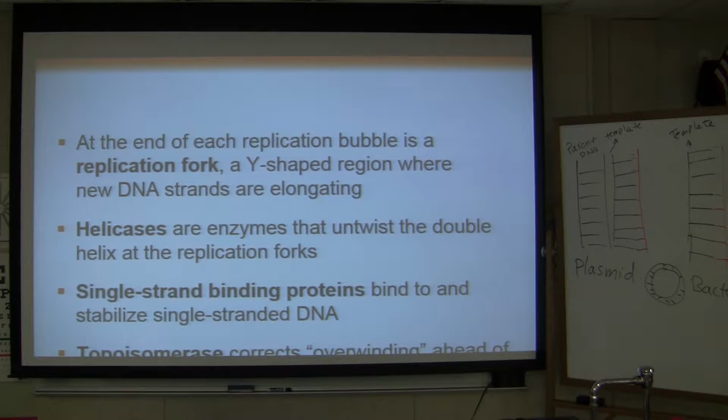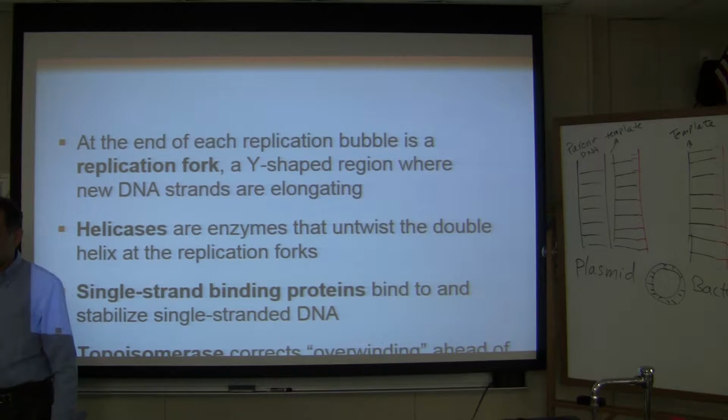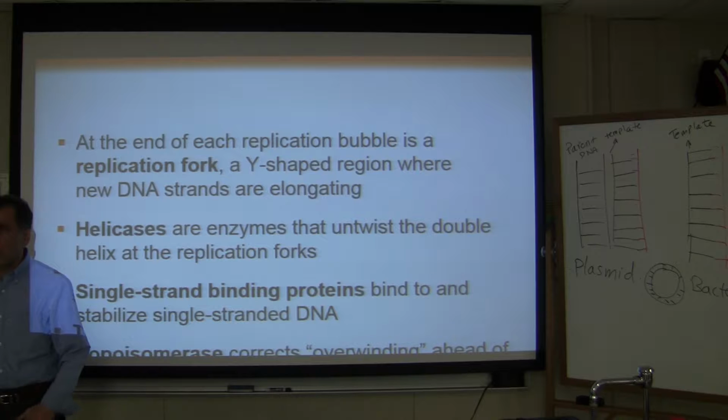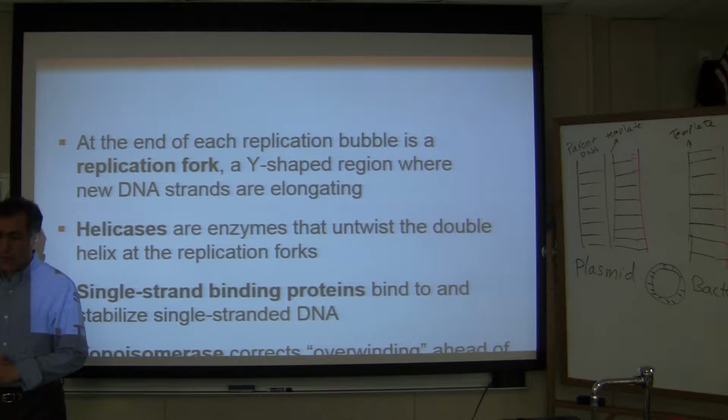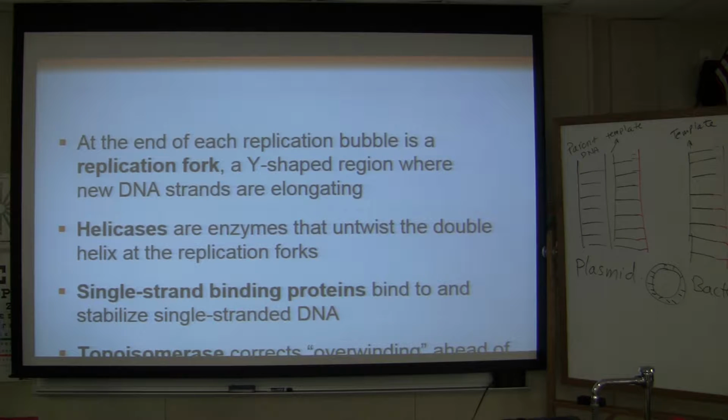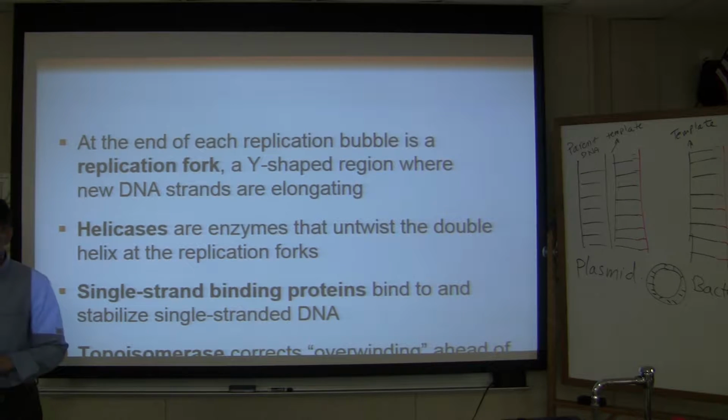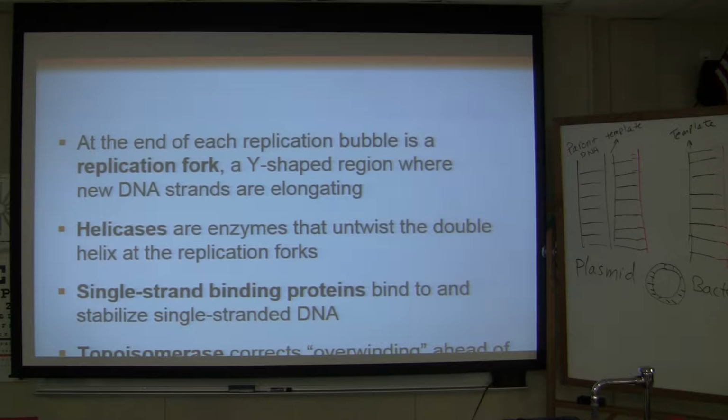Okay. And then the last one is missing, topoisomerase. It corrects overwinding. It fixes the overwinding ahead of the replication fork by breaking, swiveling, and rejoining the DNA strands.